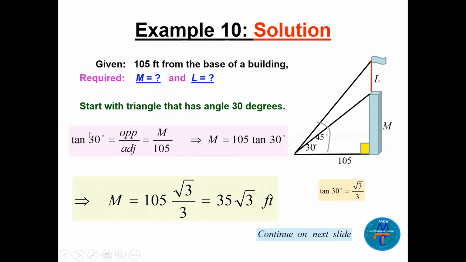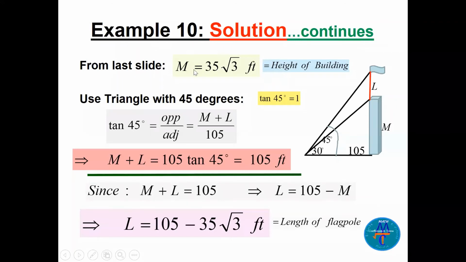So now let's start with the triangle that has angle 30 degrees. So tan 30 will be capital M, this is the height of the building, divided by 105. So cross multiply, capital M will be 105 times tan 30, and we know tan 30 is square root of 3 over 3. Now 105 divided by 3 is 35. So this is in feet. So this is capital M now. So from the last slide, we see that capital M, the height of the building, is 35 square root of 3 feet.